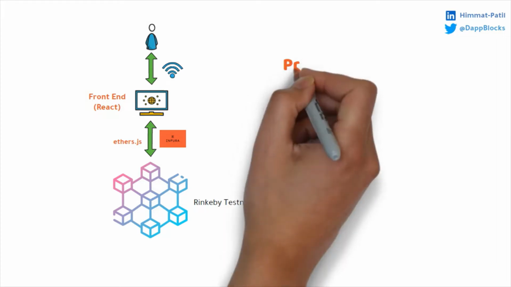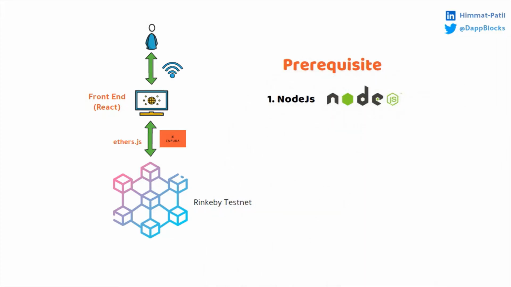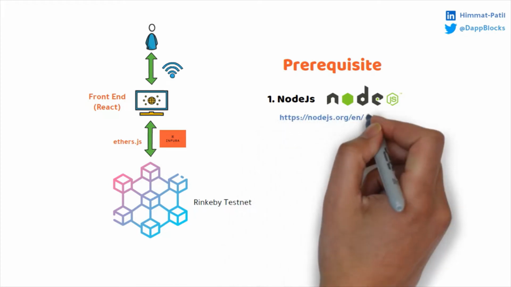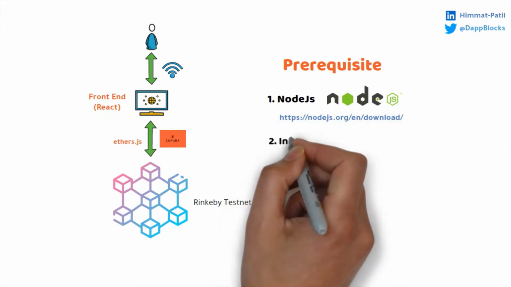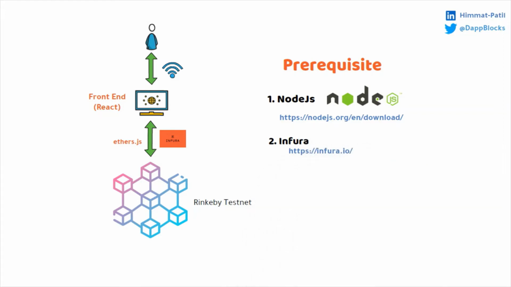Let's get started. Prerequisites. First, Node.js. You can download Node.js from nodejs.org. Second, Infura. Sign up at infura.io and get an HTTP RPC URL.